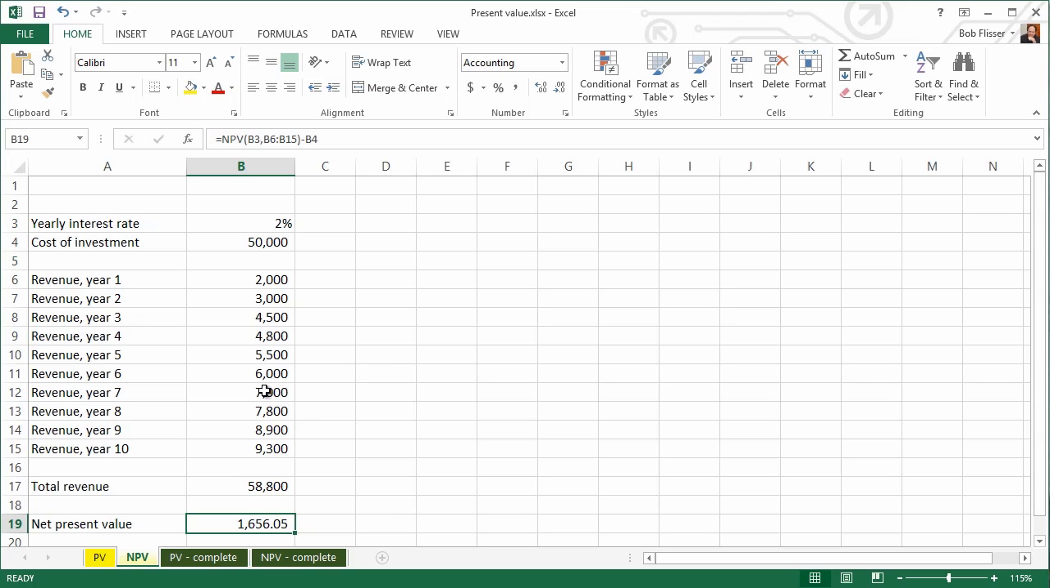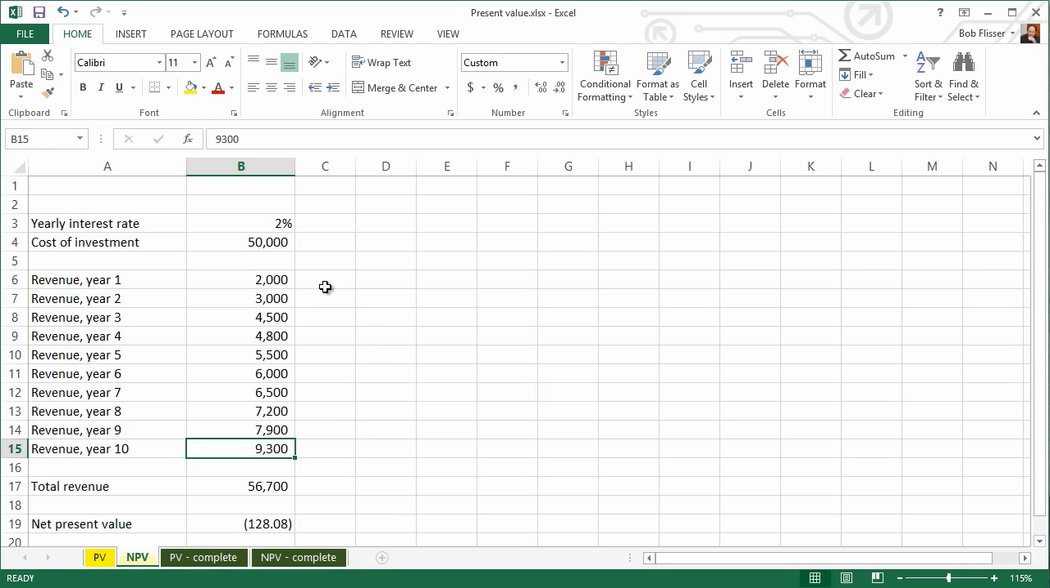I'm just going to go in, let's say, year 7, 8, and 9. So let's go over here to year 7. Now that's $7,000. Let's reduce it a little bit. I'll make that $6,500. And that year 8, right now $7,800, let's reduce that a little bit. We'll make that $7,200. And this year 9, we'll reduce that a little bit also. I'll make that $7,900.